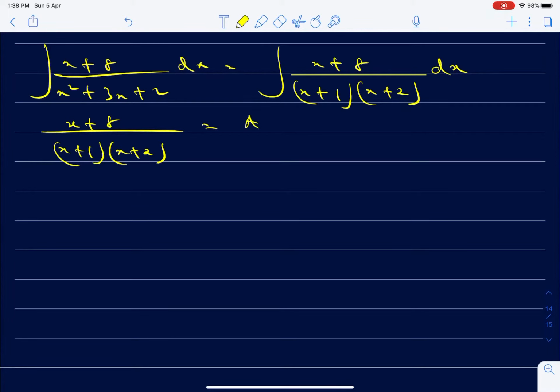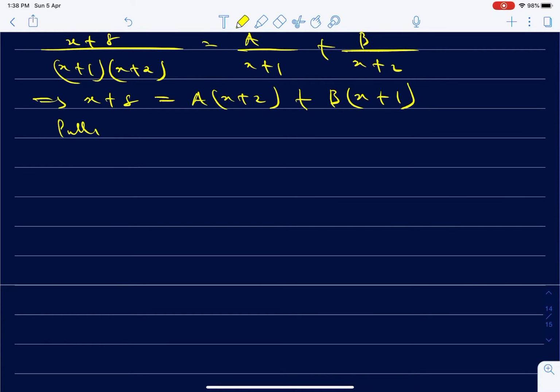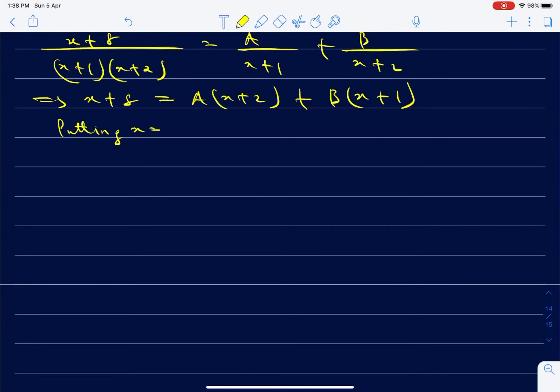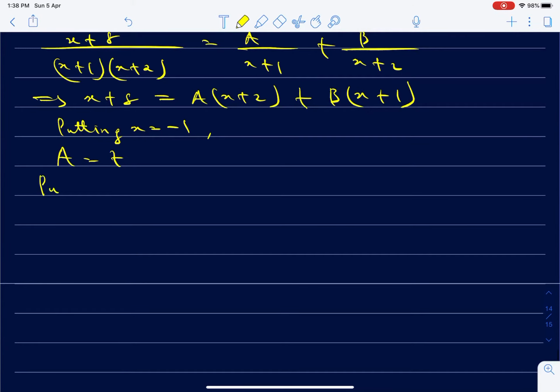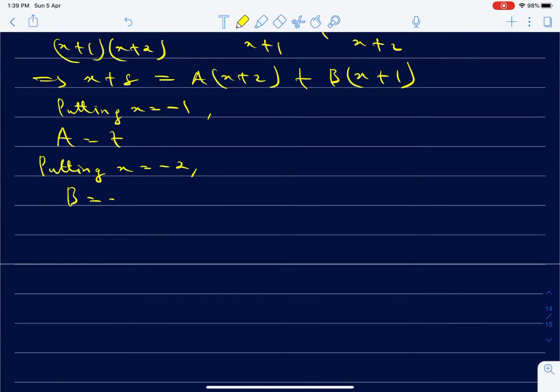Now we can resolve that fraction into partial fractions, and there we go. This is the same as a over x plus 1 plus b over x plus 2, and that simply means x plus 8 is the same as a times x plus 2 plus b times x plus 1. Now, if you put x equals minus 1, a will be equal to 7, and putting x equals minus 2 in that identity, b will be equal to minus 6.